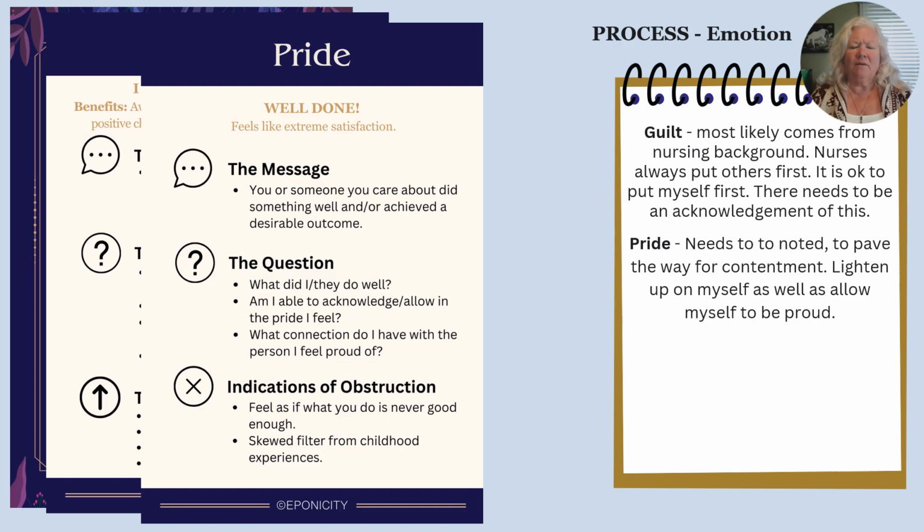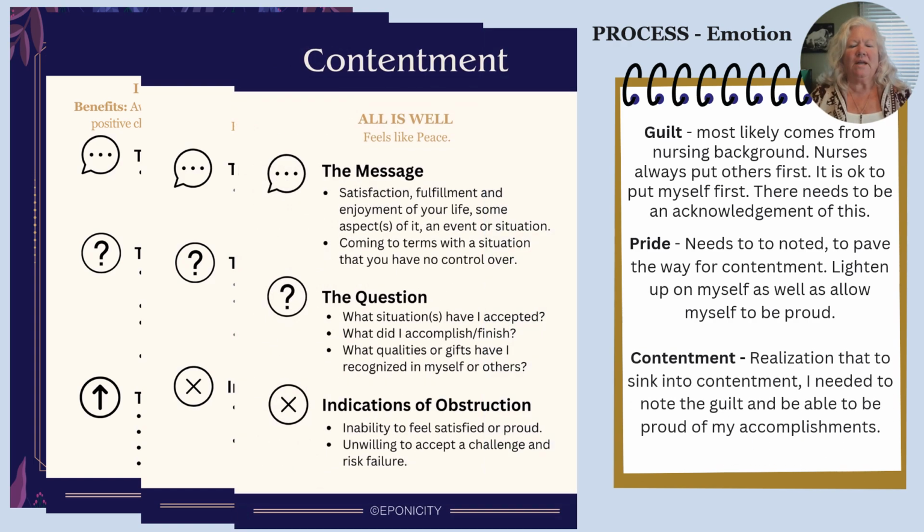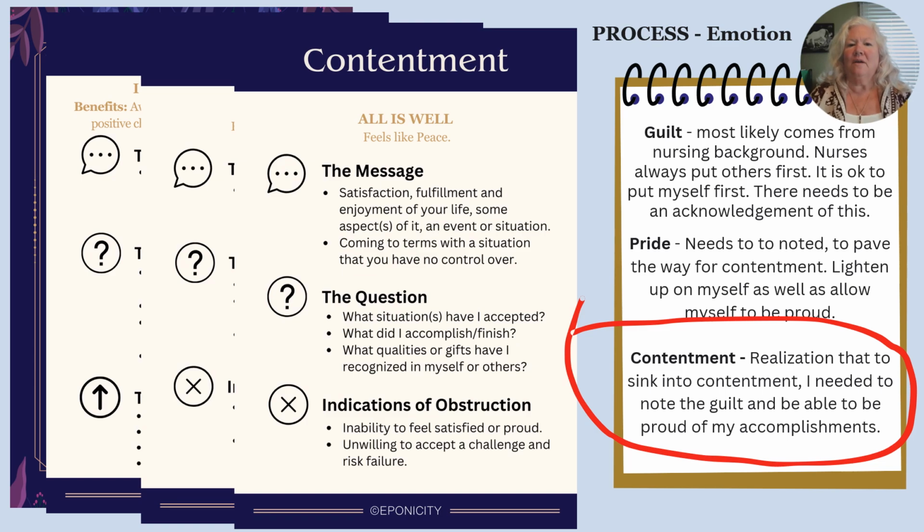And I think in order for me to step into this contentment, I needed to really lighten up on myself and be proud of what I have accomplished so far in my life. And that will allow contentment to enter into my life. And that kind of goes with that indication of obstruction that I talked about earlier, the inability to feel satisfied or proud. And so in order for me to allow peace and contentment into my life, I have to acknowledge and be proud of what I've accomplished so far.